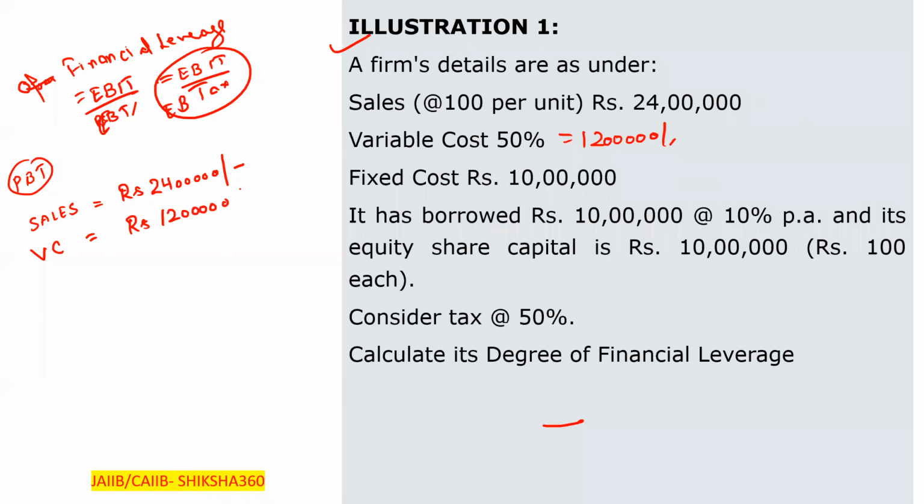So what will be the contribution here? Tell fast now. 24 lakh minus 12 lakh, so rupees 12 lakh will be the contribution here. Out of that, what is the amount of the fixed cost? Fixed cost is rupees 10 lakh.